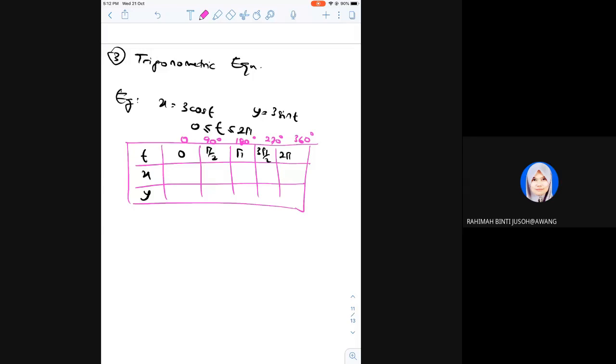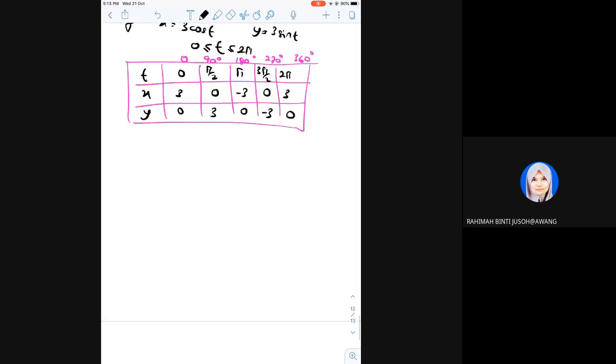Okay. So bila you calculate, you fill in the table. Kalau 0, cos 0 is 1, so you should get 3. Sekejap, saya pakai marker pen hitam. So 3, kalau sin 0 is 0, so that's it. Cos pi over 2 is 0, sin pi over 2 is 1, so we get 3 lah. Cos pi is negative 1, so negative 3, sin pi is 0, sin 3 pi over 2 is negative 1, so negative 3, let's say here, so now it's 0. Kat sini 3 ni kosong. Okay. Ini by using table.